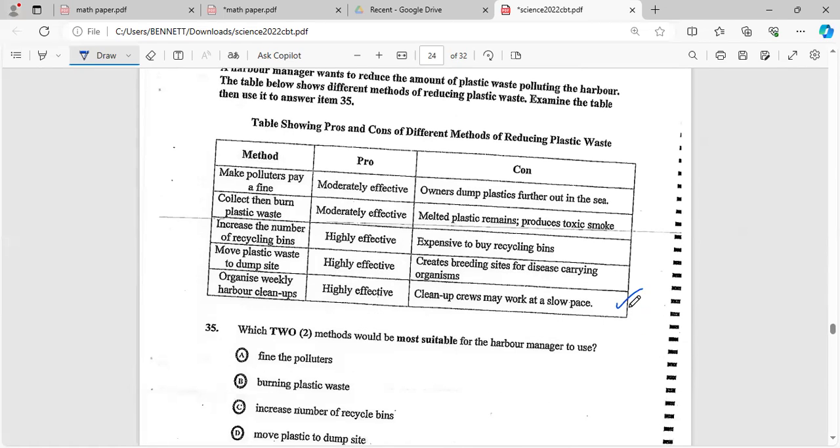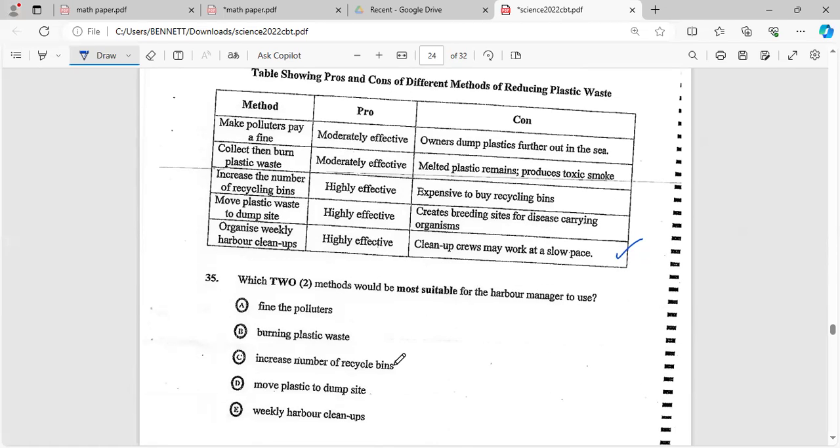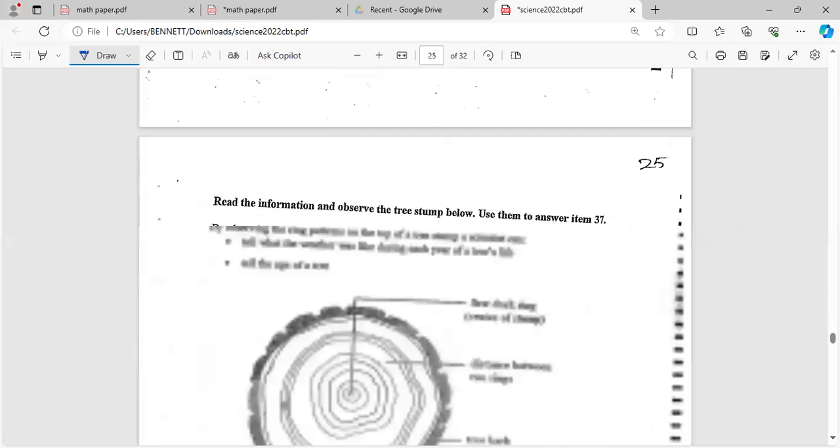So the last one. Let me see which other one can go with it. Which two methods would be more suitable for the harbor manager? Find the polluters, burn the plastic, increase the number of recycling bins. I think that could work, the number of recycling bins. Move plastic to a dump, no sir. Weekly harbor cleanups. So I'm gonna go with C and E. For 35, C and E.